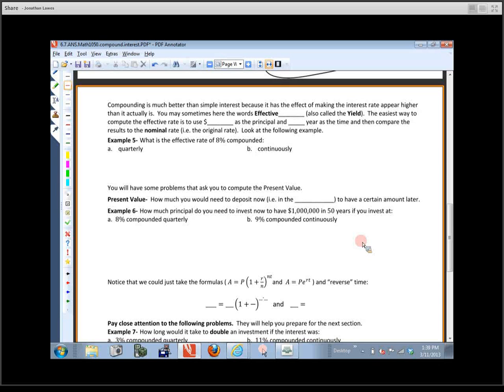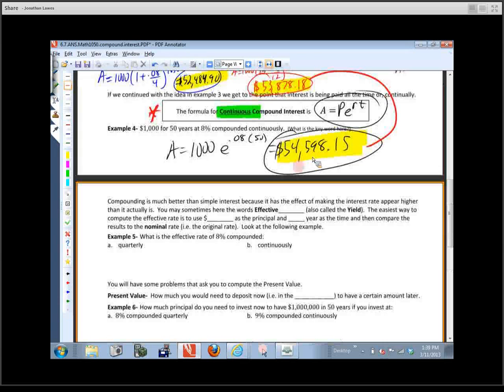Okay, think about that for just a second. If you were paid continuous interest at 8% for 50 years, your $1,000, just $1,000, mow a bunch of lawns over the summer and put $1,000 in an account like this, and at the end of 50 years, you've got $55,000. You've got $54,000 in interest. Okay? Huge amount of money.